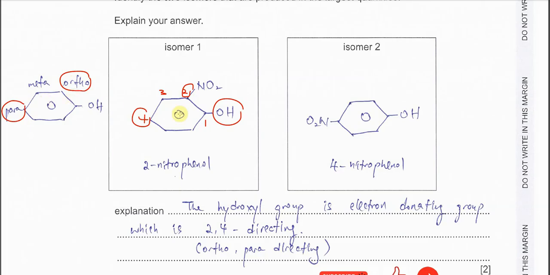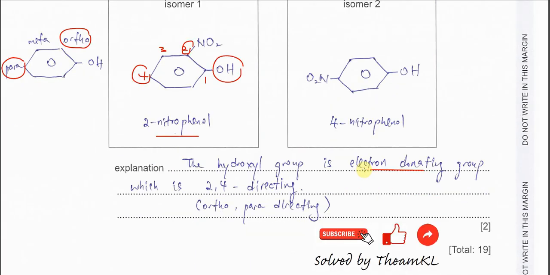So the isomers will be 2-nitrophenol or 4-nitrophenol, because the phenol is 2,4 directing. So the hydroxy group is electron donating here, which is 2,4 directing. Therefore, we get these two products, 2-nitrophenol and 4-nitrophenol. Okay, that's all. Thank you.